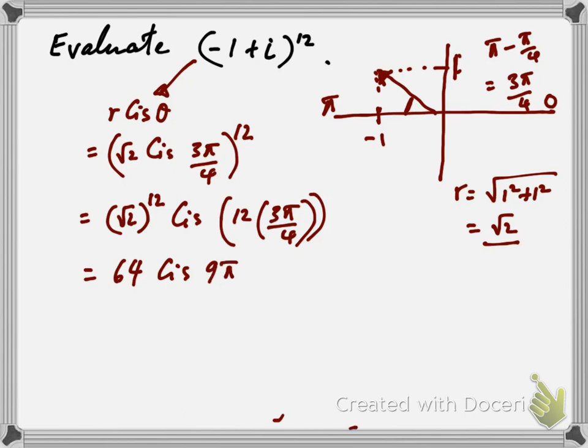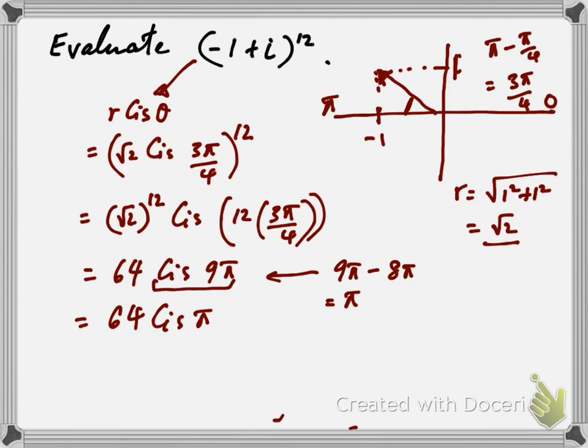9 pi. So if you want to simplify this further, you find multiples of 2 pi and minus it. So 9 pi will give you the same cycle as 9 pi minus 8 pi, which gives you pi. So you can rewrite this as 64 cis pi. You can use that in the calculator if you want to in terms of the expanded form.